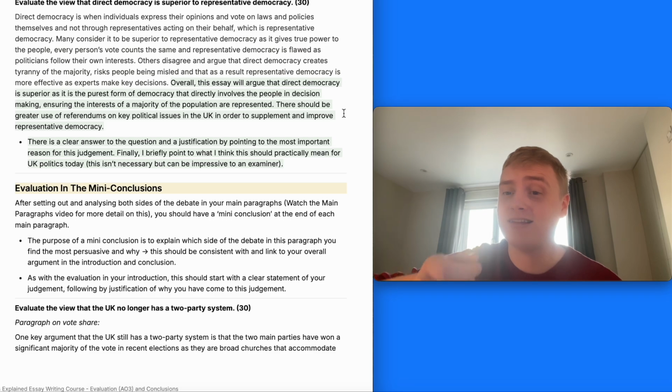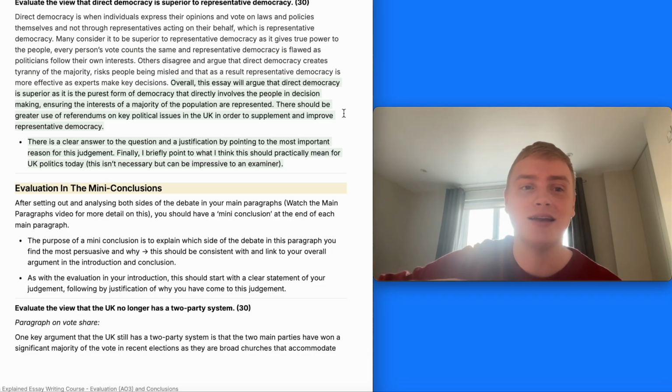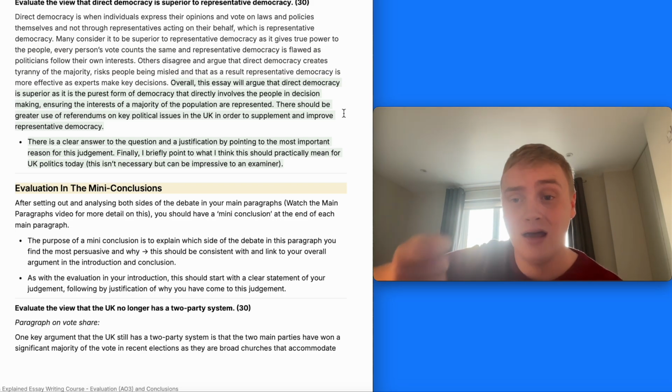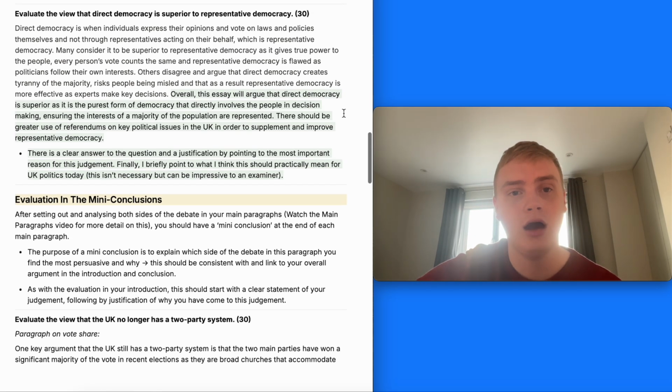And then we've added something you don't need to add, but something little at the end: the greater use of referendums on key political issues in the UK. There should be greater use of referendums on key political issues in the UK in order to supplement and improve representative democracy. So we're also looking at what that should mean for politics in the UK today. As I said, you don't have to include that. It's a little thing that will impress the examiner.